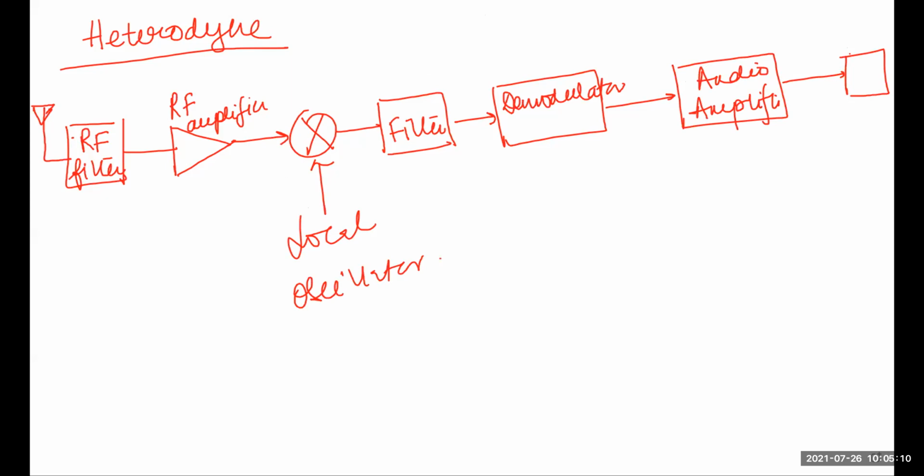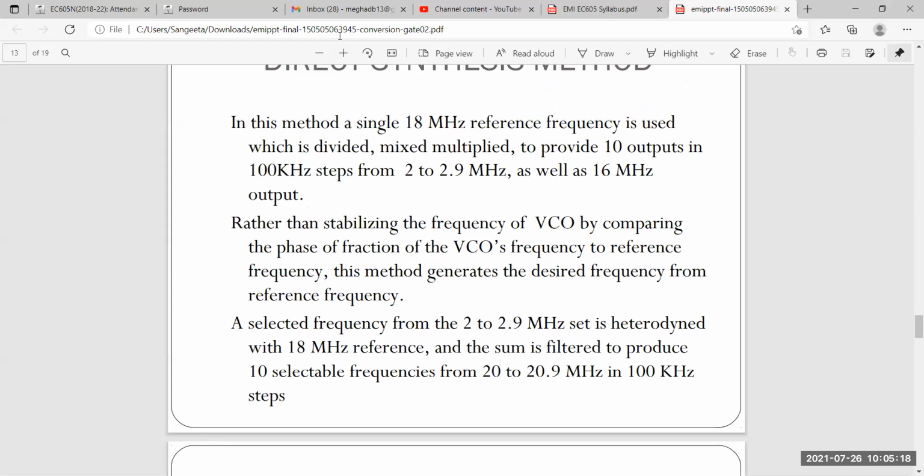Okay. So let me move to my PPT. So you see here what's written. A selected frequency from 2 to 2.9 megahertz is heterodyned with 18 megahertz reference frequency, and the sum is filtered to produce 10 selectable frequencies, that is ranging from 20 to 20.9 megahertz in 100 kilohertz steps. So this is the process of how we can heterodyne with our reference frequency, that is 18 megahertz, and the sum is filtered like this.